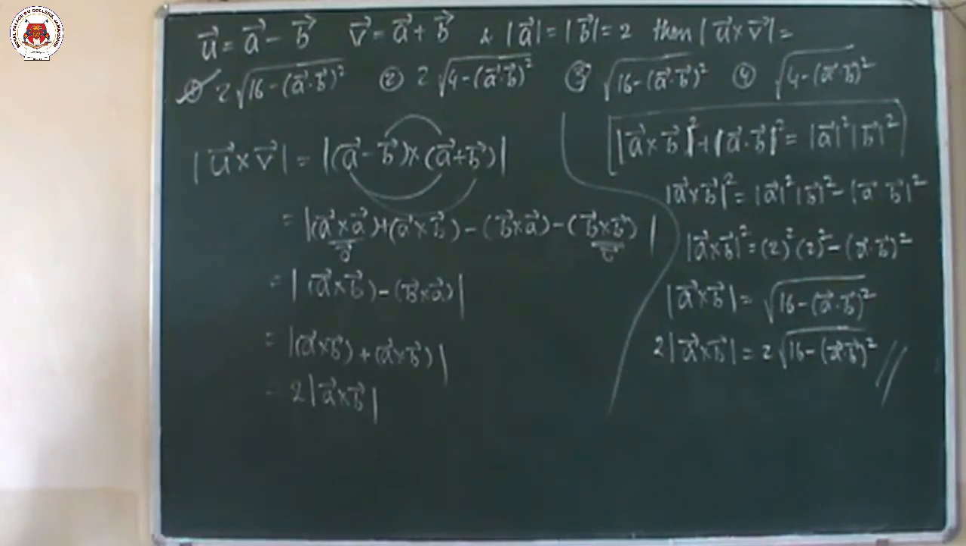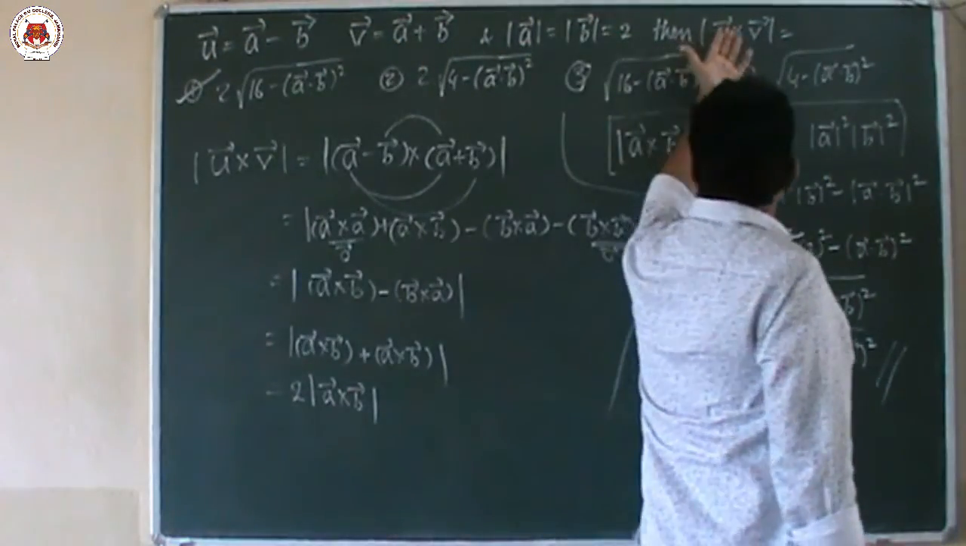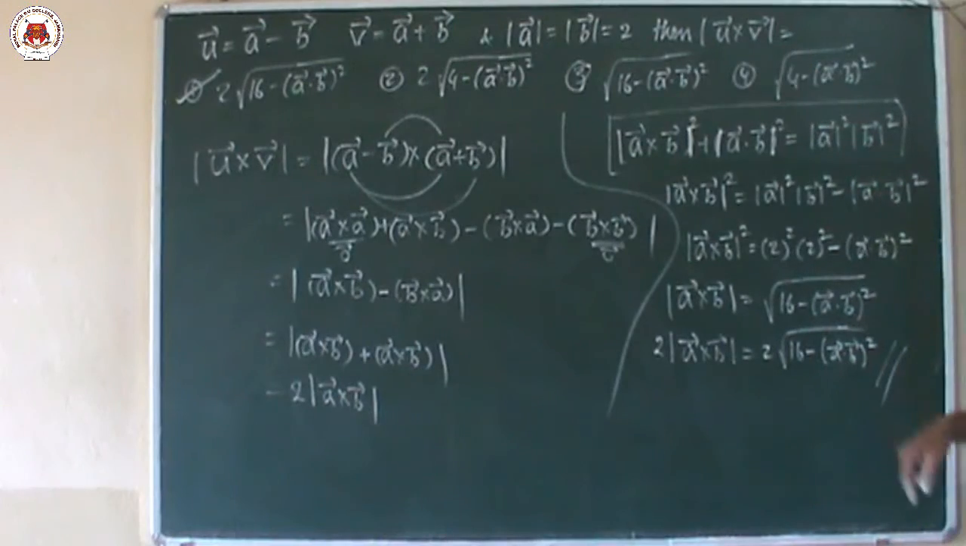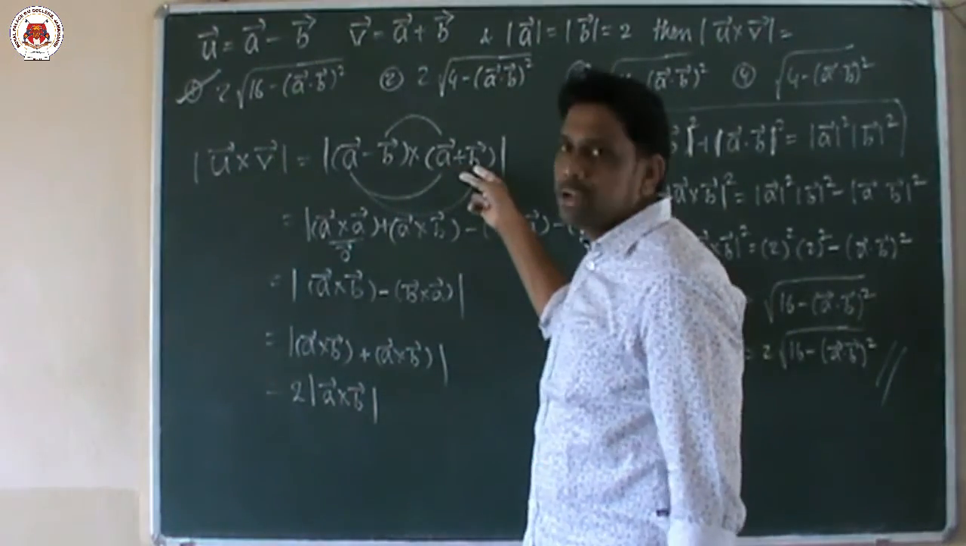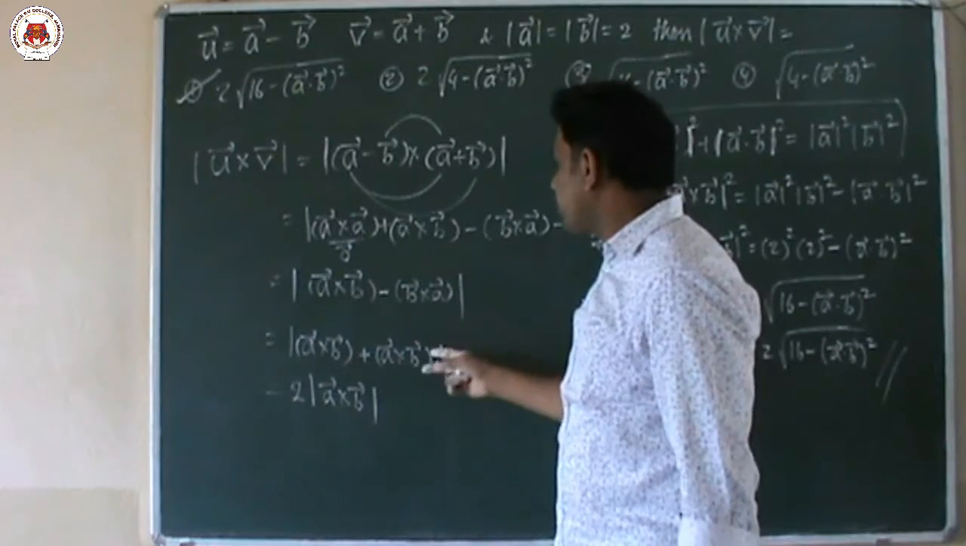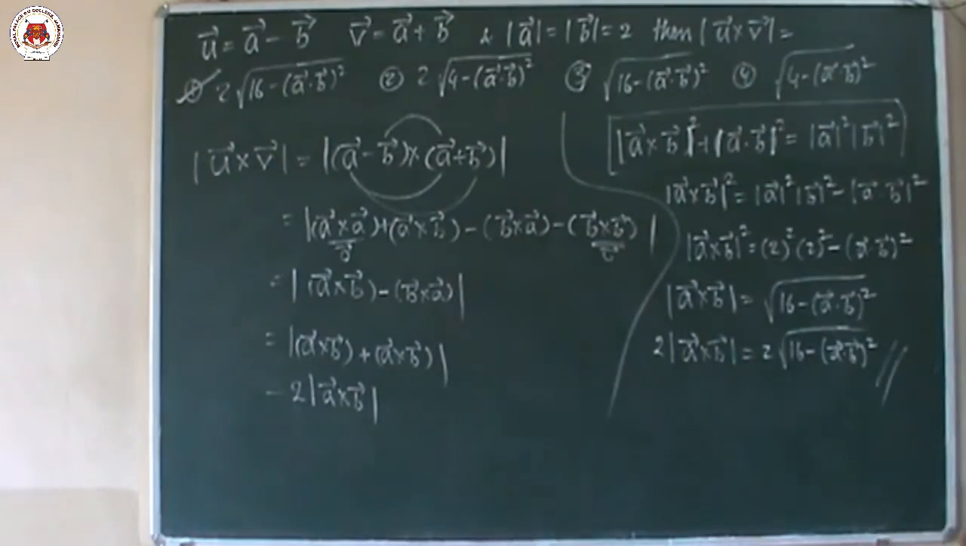One more time I am going to explain, children. U vector, V vector, mod A, mod B values, when he is asking mod of U vector cross V vector. First of all, U value and V value, we did the cross product, and finally after simplification we got the value 2 into mod of A cross B.